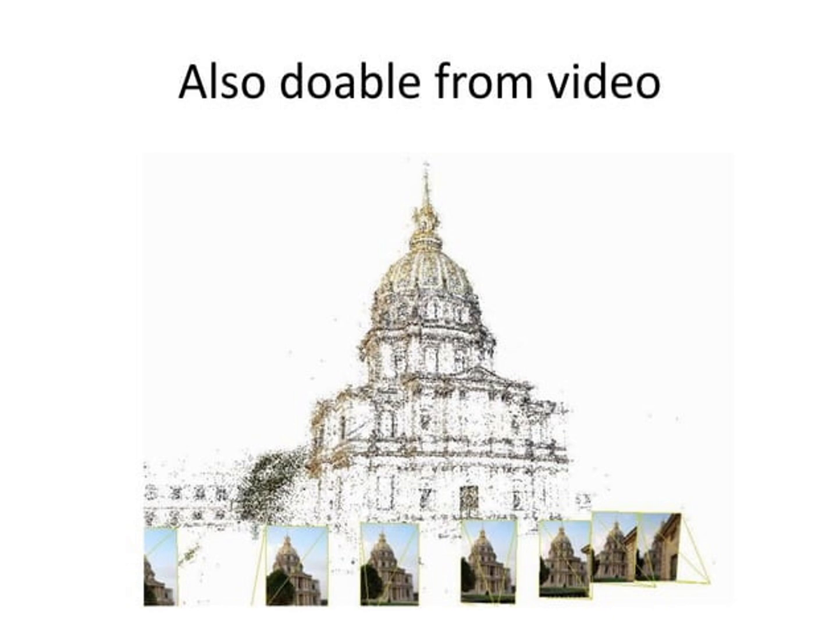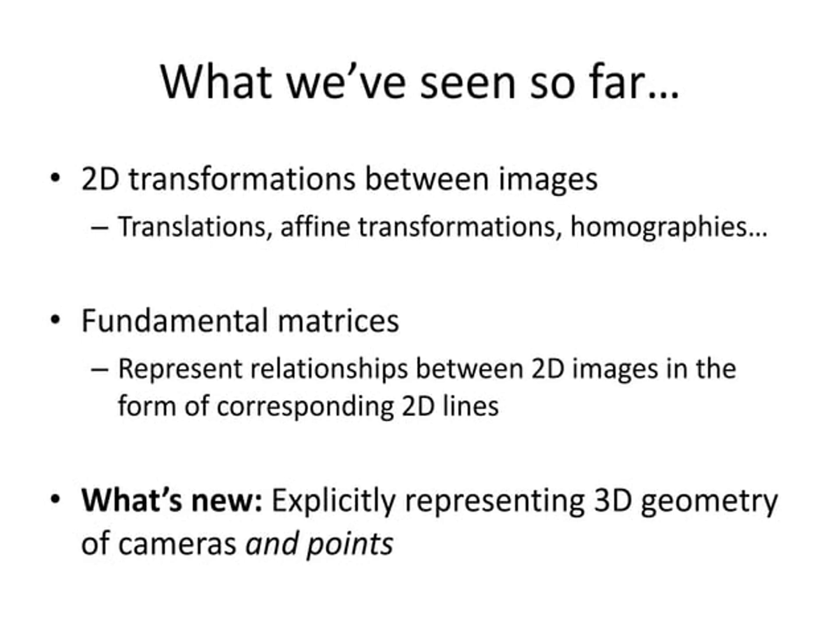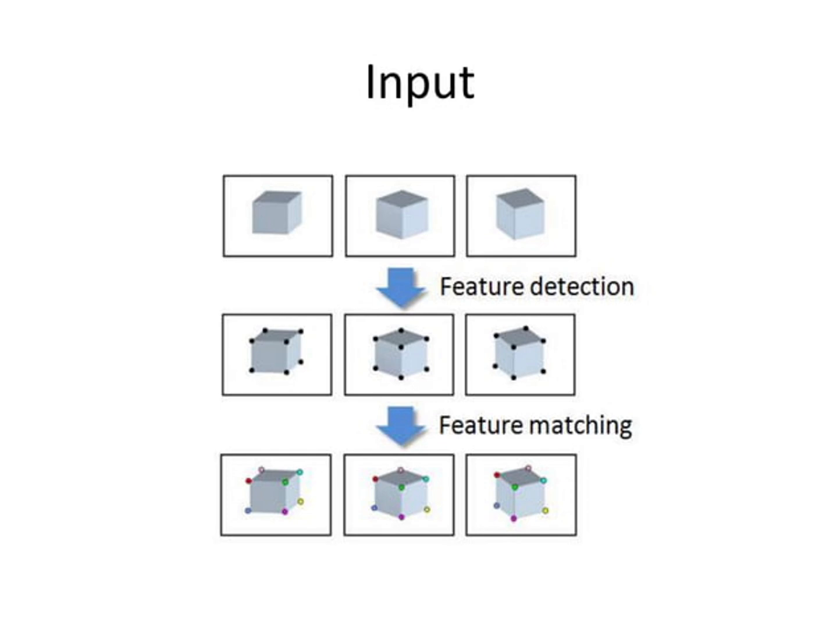As we saw in the previous video, we have seen two-dimensional translation, effects, etc., the relation between two-dimensional images. Now we are explicitly representing the 3D geometry of cameras and points. In this, we have the inputs, we detect the features, and we match the features.